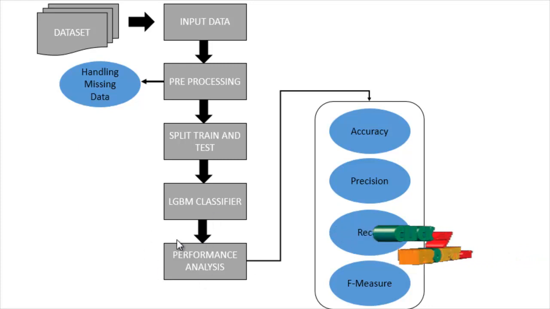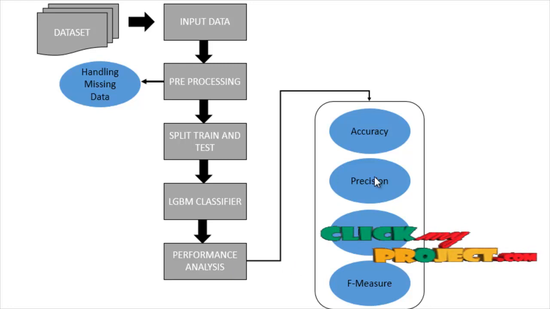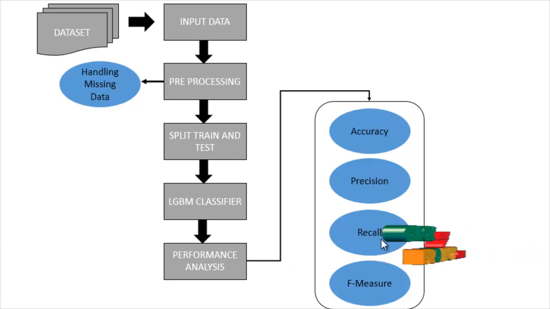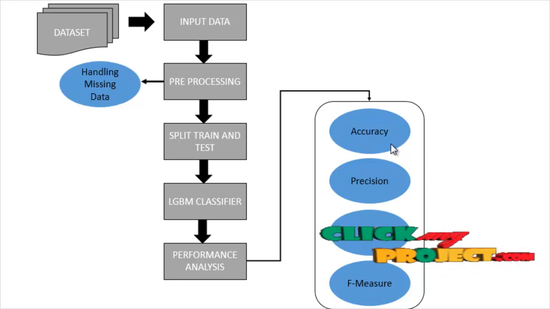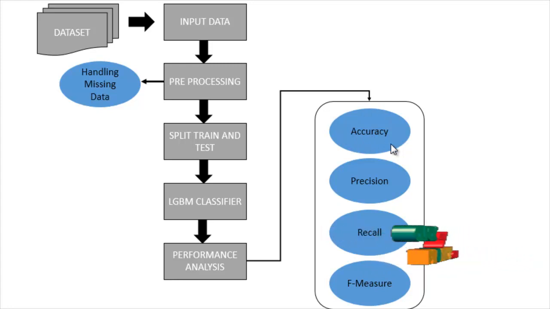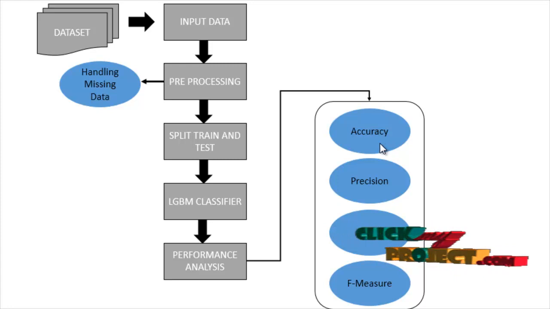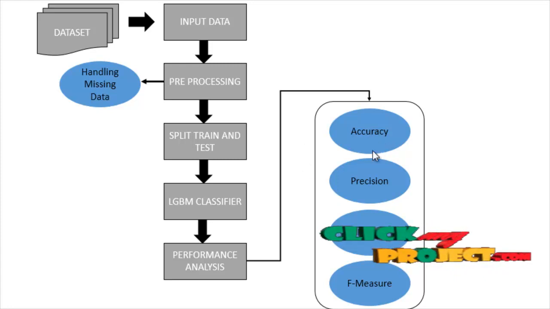And then we perform the performance analysis part here. In the performance analysis, we'll be finding out the values of accuracy, precision, recall, and F measure. Accuracy is in terms of the correct number of predictions that are made in predicting the fraudulent credit card transactions.